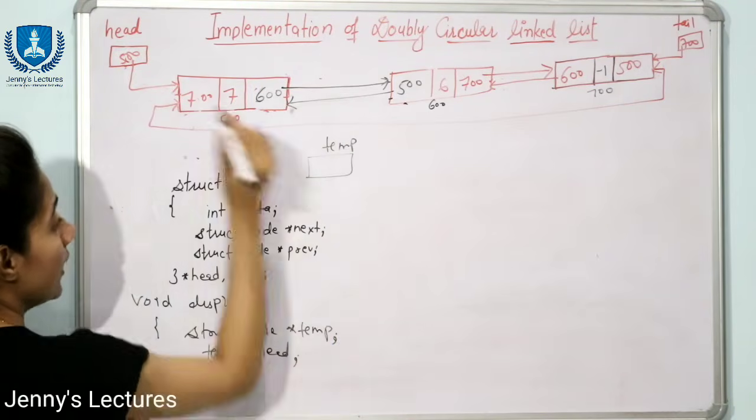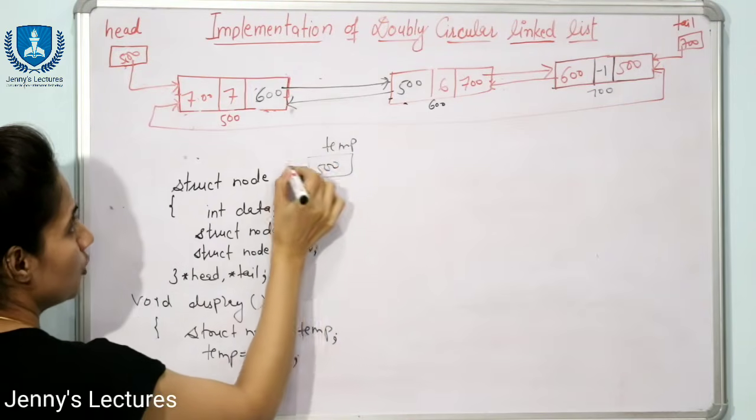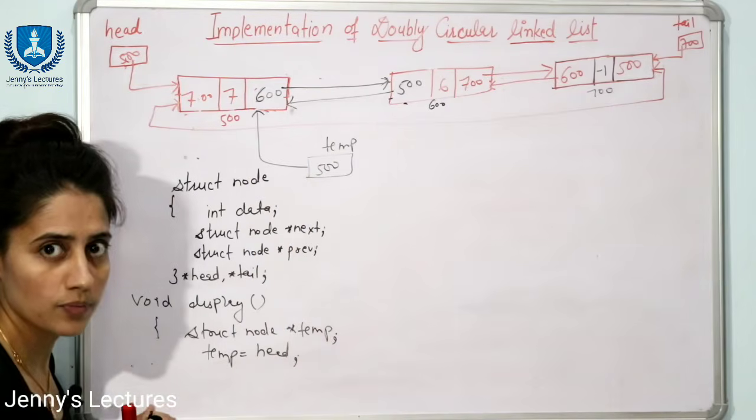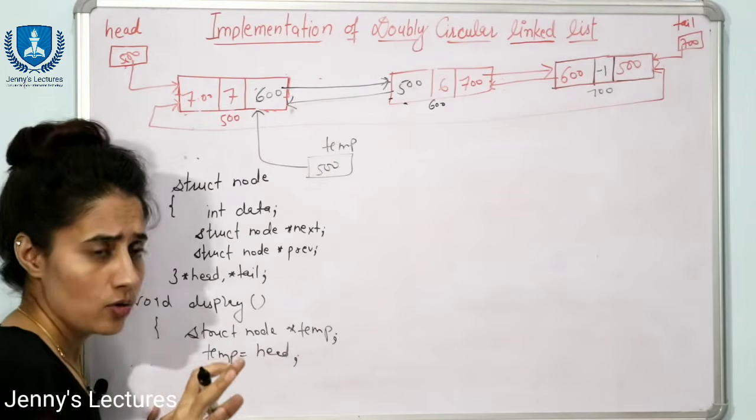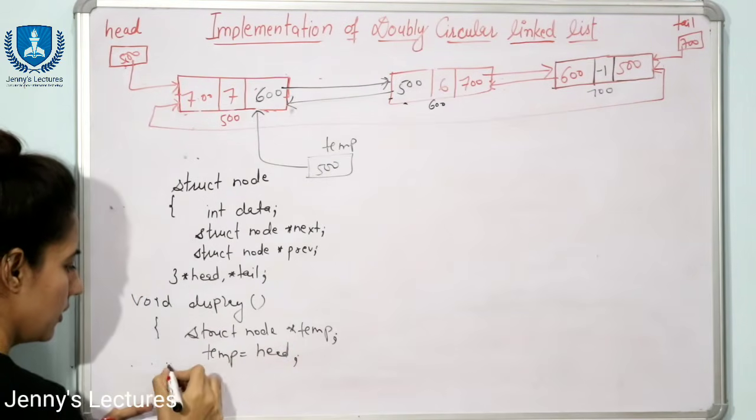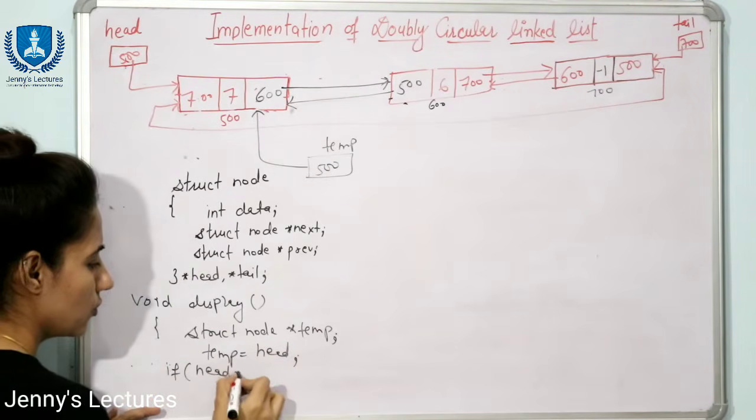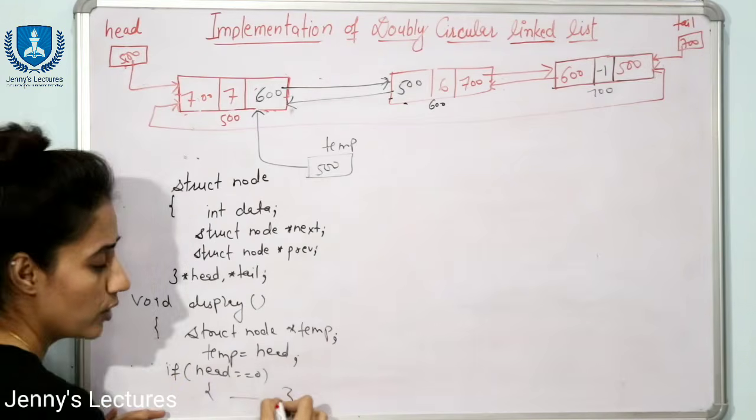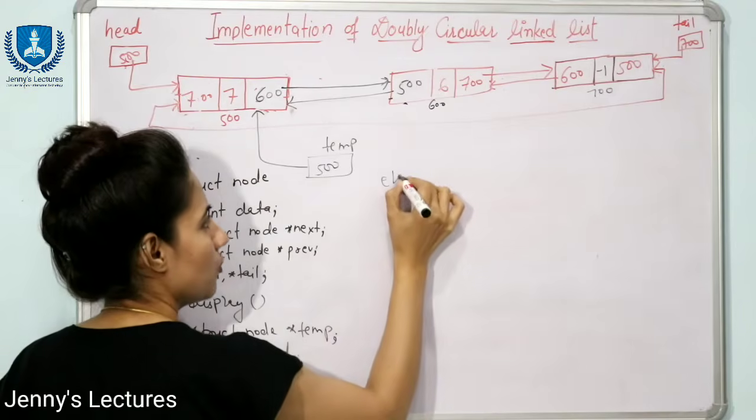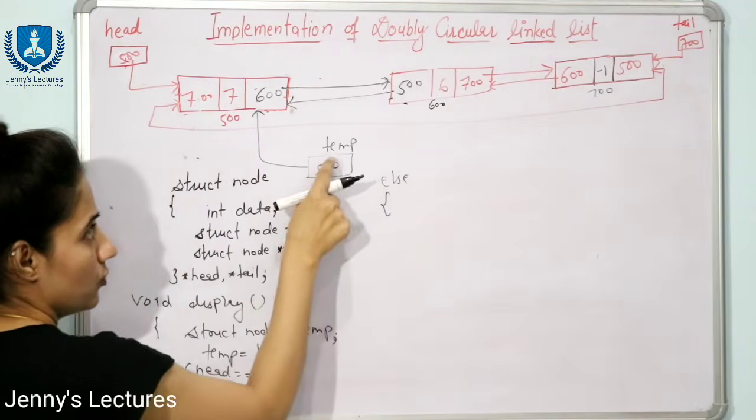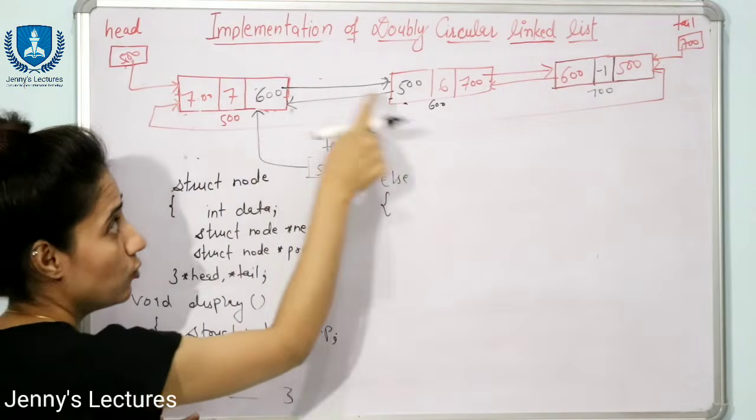In temp we have head, that is 500, so temp is pointing to the first node, right? Now you will check if the list is empty or not. So here you can write, if head is equal to 0, it means you can print list is empty, there is no data in the list.